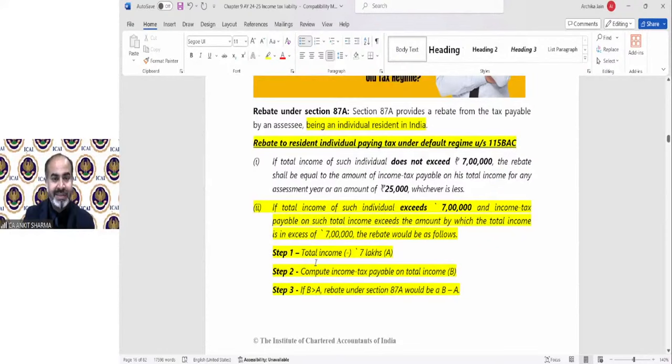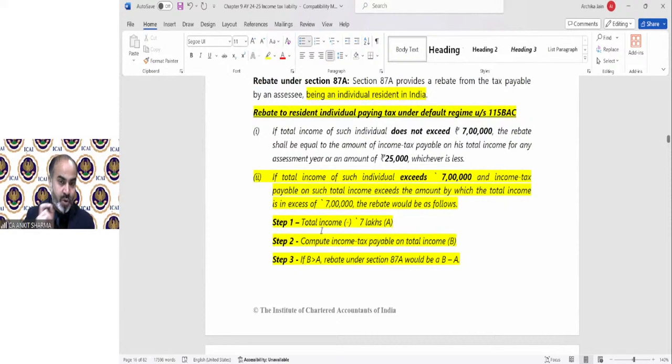Step one, you have to calculate your total income. That will be given in the question. From that total income, deduct 7 lakh rupees. Suppose your total income has been given in the question as 7,20,000. So 720 will be your total income. You need to deduct 7 lakh out of it. So 20,000 will come in step number one.